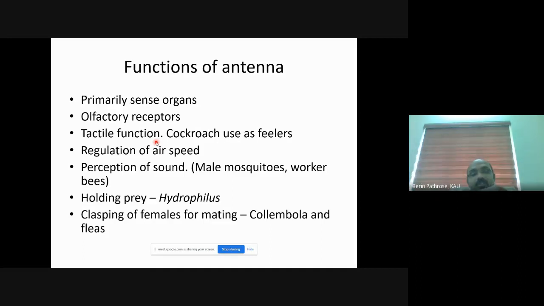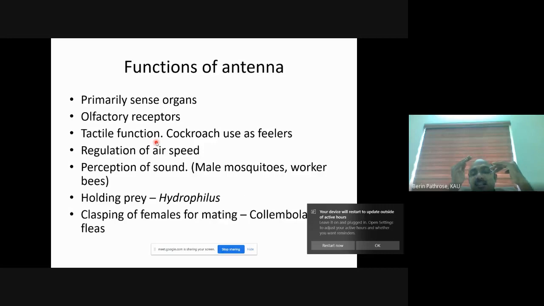But because of that cyclone which was there in the last week, wherein the wind was blowing towards North India, that wind carried the locust away from South India. So this strength of the wind speed is detected by the Johnston's organ, which is a chordotonal organ.